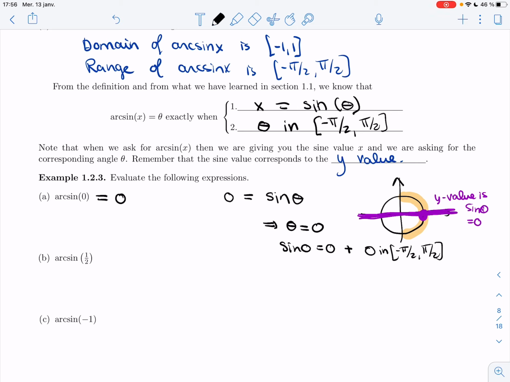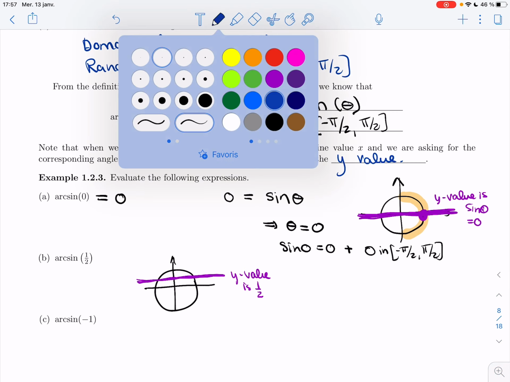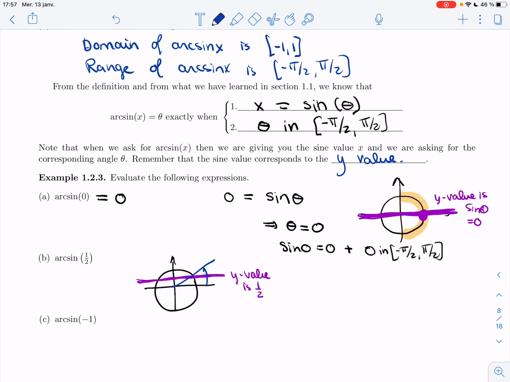All right. Now, if I ask you for arc sine of 1/2, then I'm giving you a different y value. So let me do it over here. I have my trig circle, which is a bit crooked. I have 1/2 right here. So the y value is 1/2. So I'm looking at this angle here.